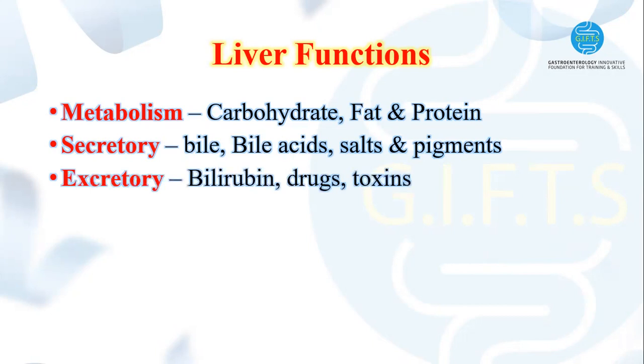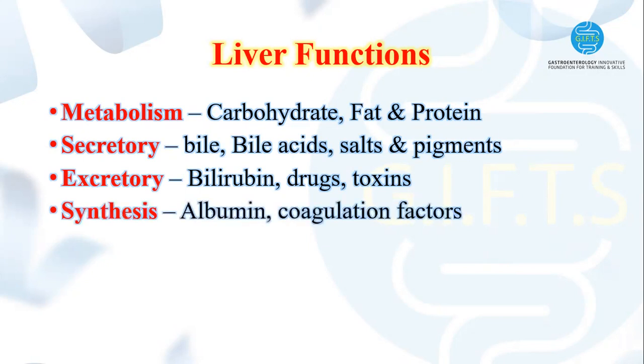Excretory function, which is the excretion of bilirubin, drugs and toxins. Of course, the most important is the synthetic function. The liver is the site where albumin is synthesized. Albumin is the main oncotic factor responsible for plasma oncotic pressure, as well as the coagulation factors. So when we have a liver derangement, we have abnormality in the coagulation factors and we have a bleeding tendency.